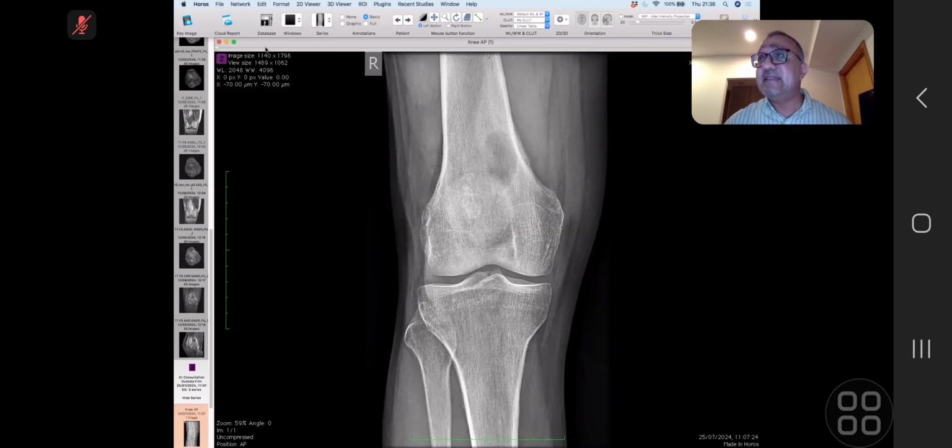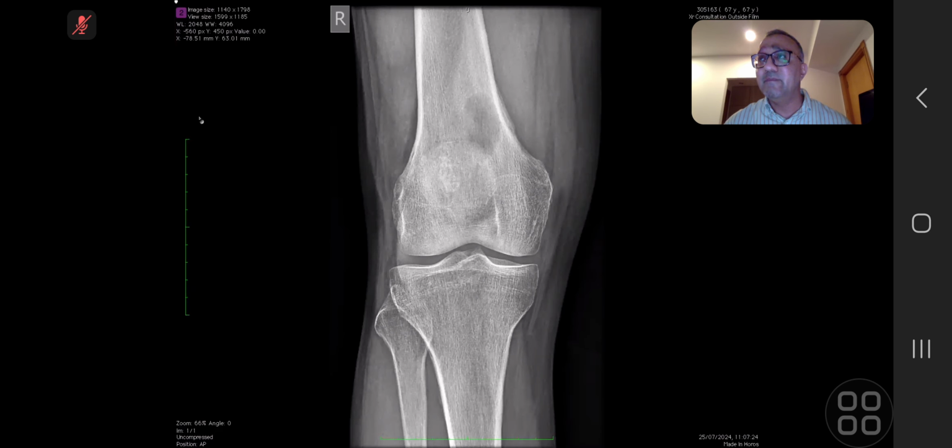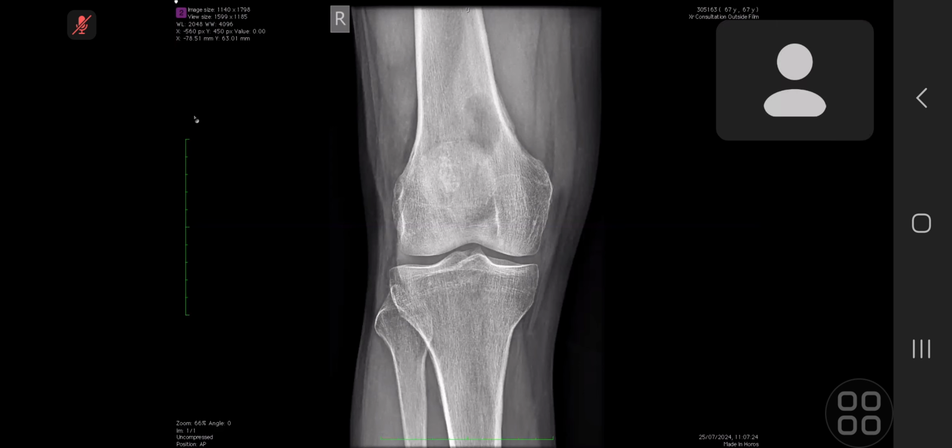So I have got a 67-year-old gentleman, and he presented with a few-month history of knee pain. For how long? 3 months. Yeah, okay, 3 months, yeah.